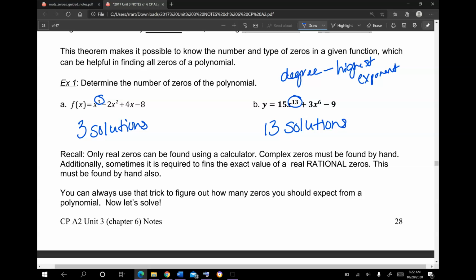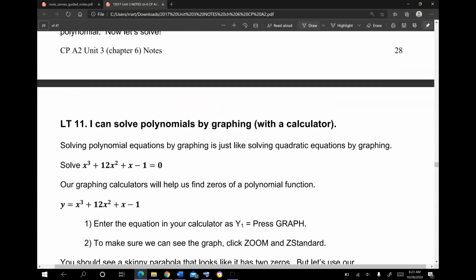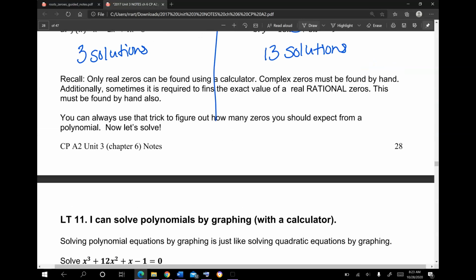Now, only real zeros can be found using a calculator. Complex zeros must be found by hand. But we're not going to be finding what they are. We're just going to be stating how many there are. So, you can always use this trick to figure out how many zeros you should expect from a polynomial. Okay? So, now, let's solve. When I mean solve, we're just going to be stating stuff, okay?